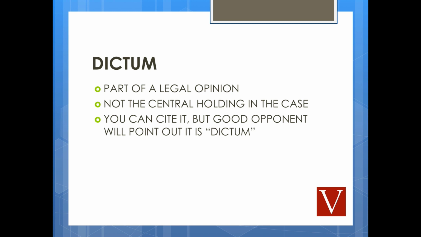If a case is exactly the same as a prior case and the judge is ruling on that and issues a holding, that holding is the rule of law. Dictum is, as I say, you can cite it, but a good opponent will point out that this is just dictum, Your Honor. That's dictum.